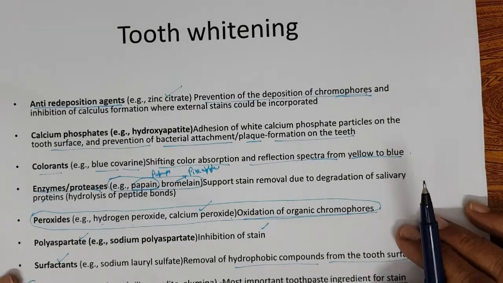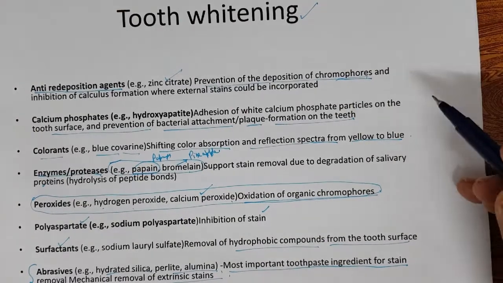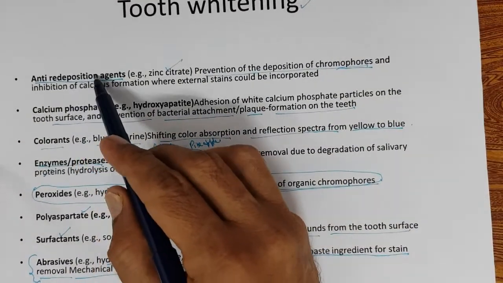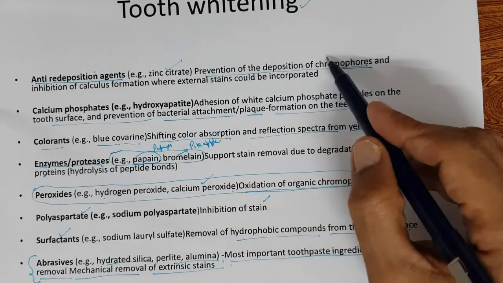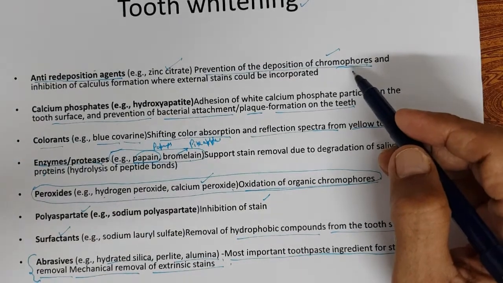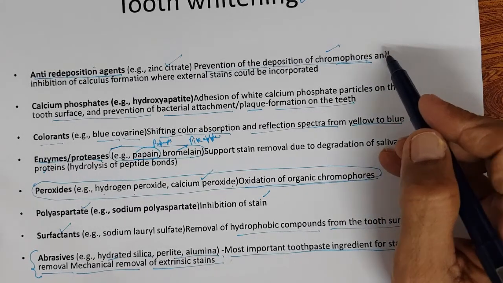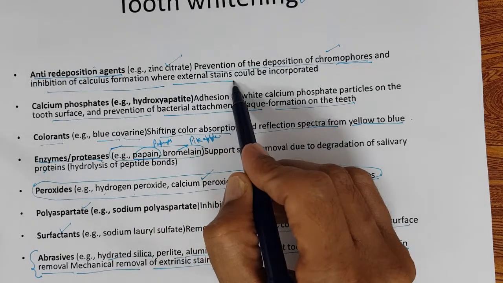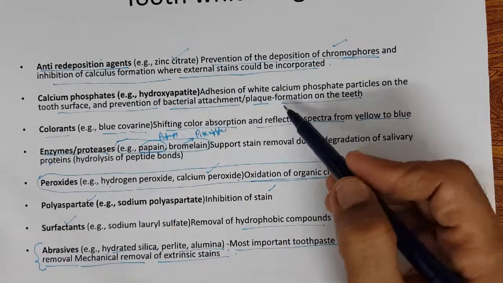The next aspect we will be discussing is tooth whitening, right? Tooth whitening: we have the anti-redepositing agent zinc citrate, which prevents the deposition of chromophores. What are chromophores? Chromophores are molecules which cause color. Zinc citrate also inhibits calculus formation, where external stains could be incorporated.